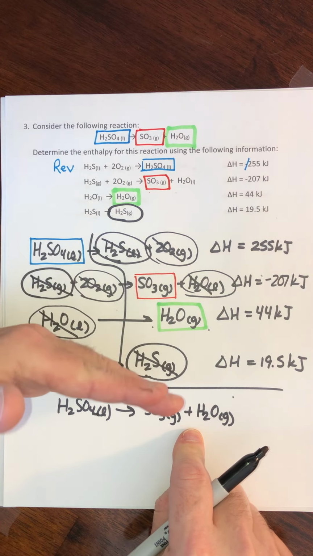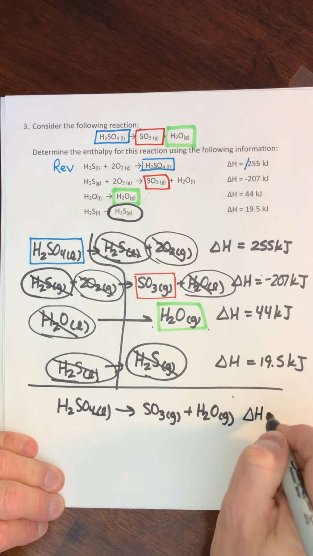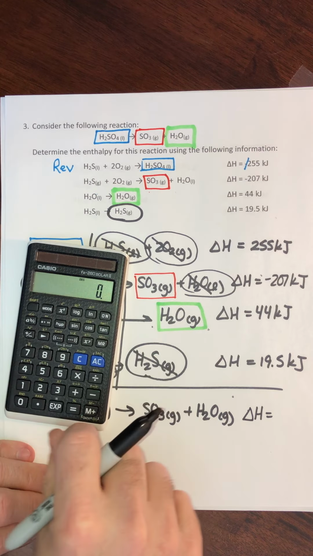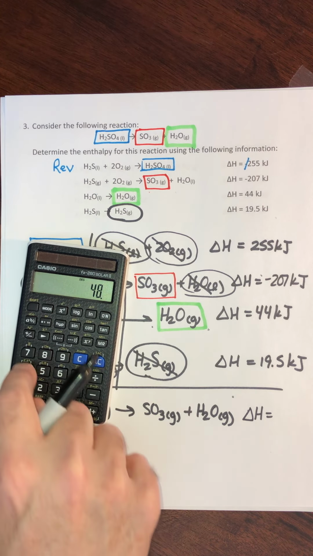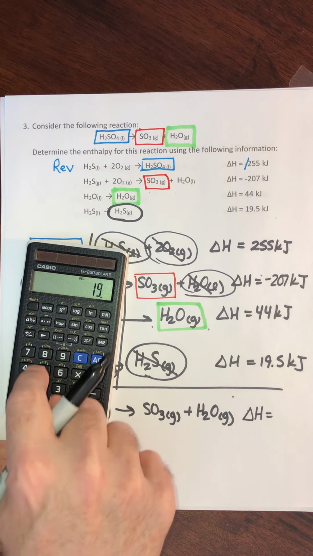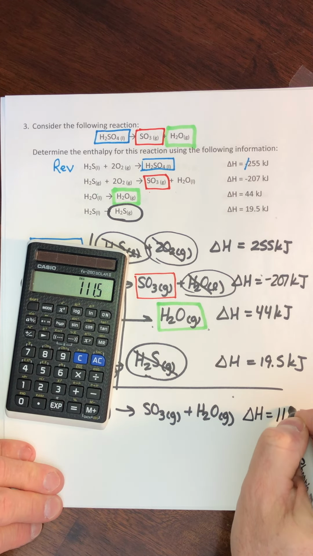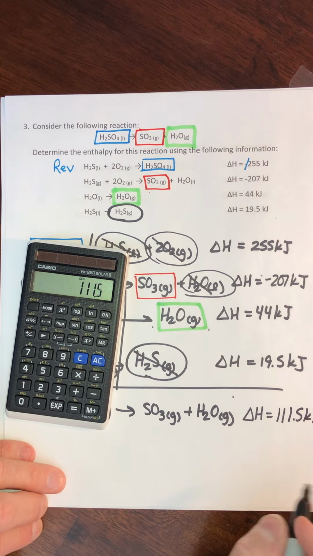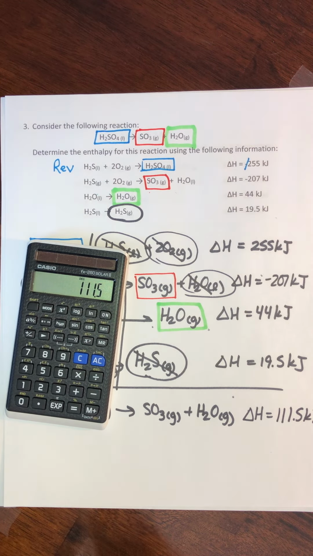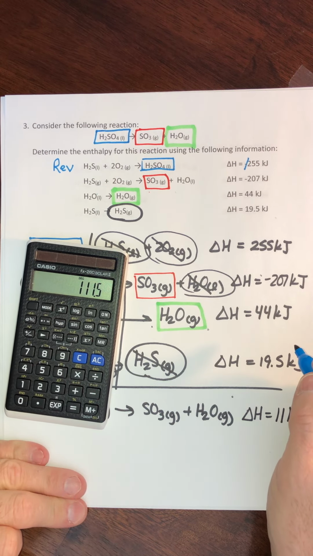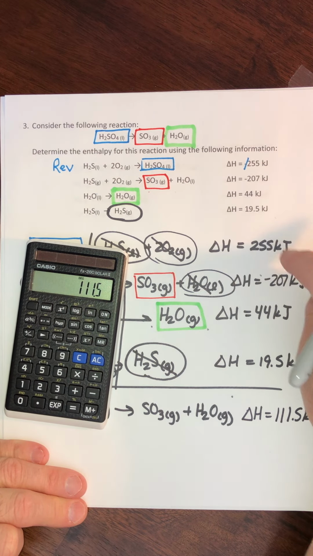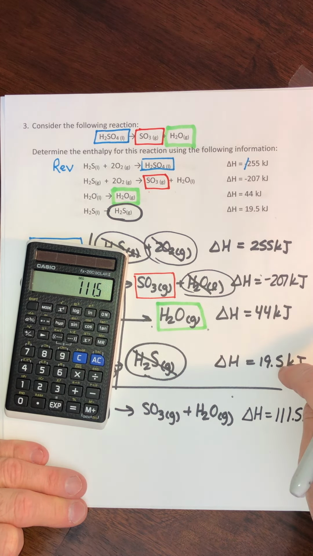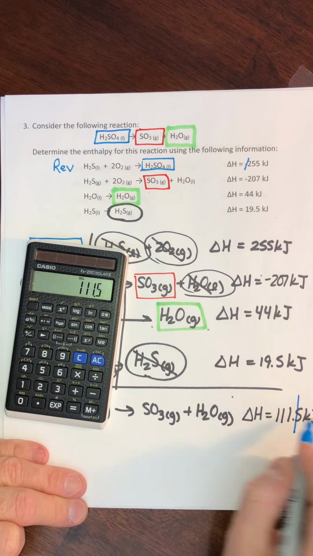And if you add up all of the equations, then you should add up the delta H's as well. So I've got 255 plus a negative 207 plus 44 plus 19.5 gives me a value of 111.5 kilojoules. Now, if you're not worried about significant figures, then that's a perfectly good answer. But if you are doing significant figures, adding is all about the least number of decimal places. No decimals, no decimals, no decimals, one decimal. The least number is none. So this really should round off to having no decimal places.